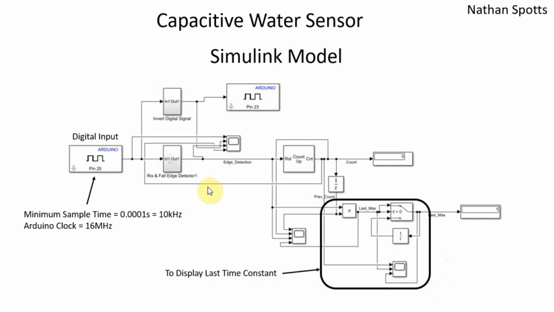An issue I found, however, is that because this runs really quickly on the Arduino, it can calculate the time constant for very small increments in time. For example, the Arduino clock speed is 16 megahertz, which, yes, it takes more than one clock cycle to go through a single loop, but the minimum sample time that I was able to achieve without experiencing any lag was 1/10,000th of a second, which is equivalent to 10 kilohertz, which is much less than 16 megahertz. And so I was able to sense the time constant for very large capacitances.